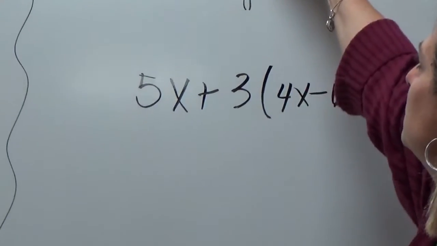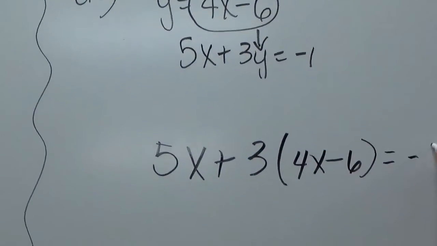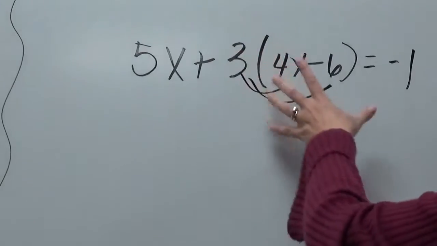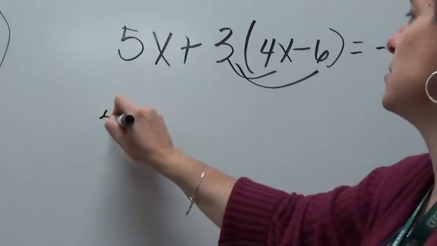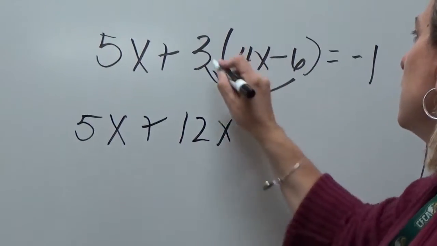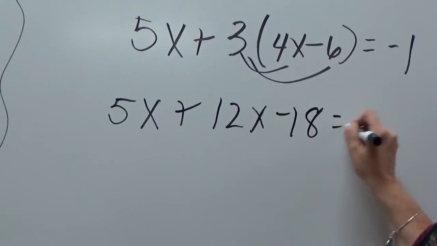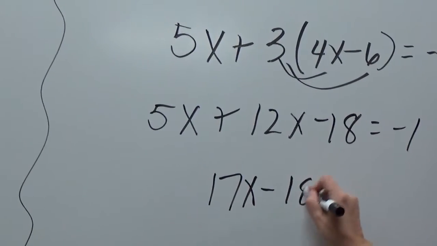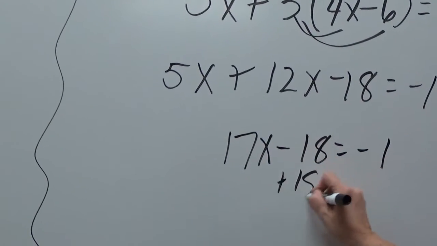I just took this and popped it in there, and I did use my parentheses because now I have to distribute my 3. When you have 3 outside parentheses, it has to be distributed to the whole thing. 3 times 4x is 12x. 3 times -6 is -18. Combining like terms, add 18 to both sides.